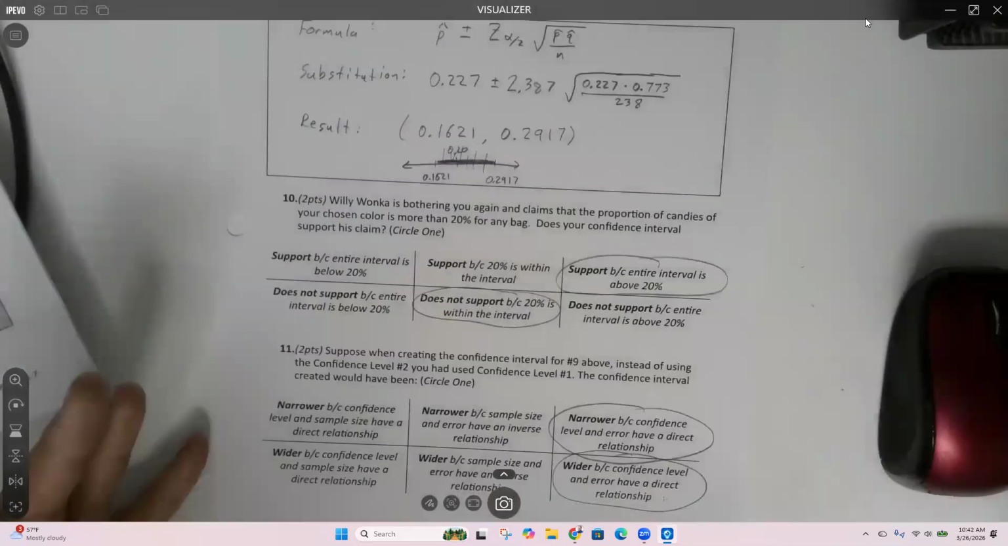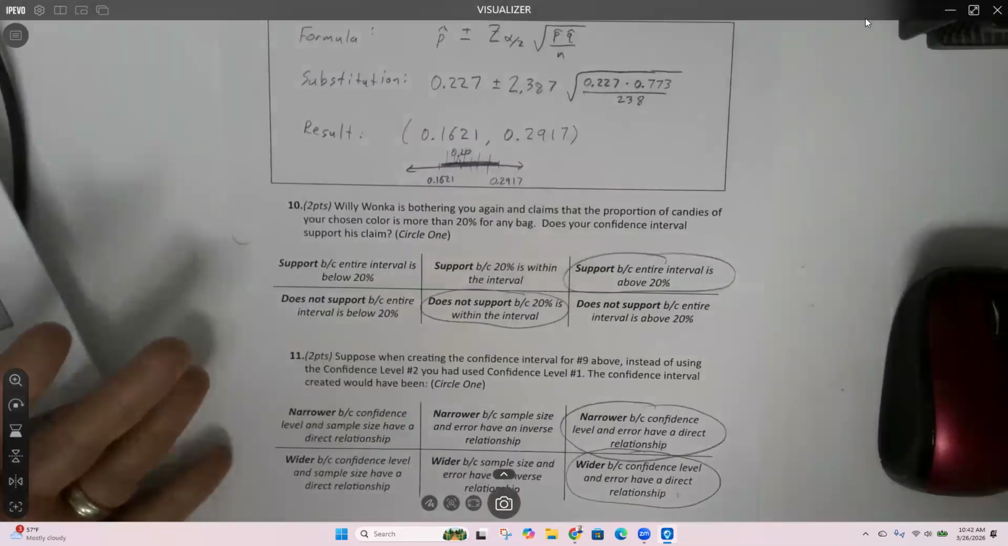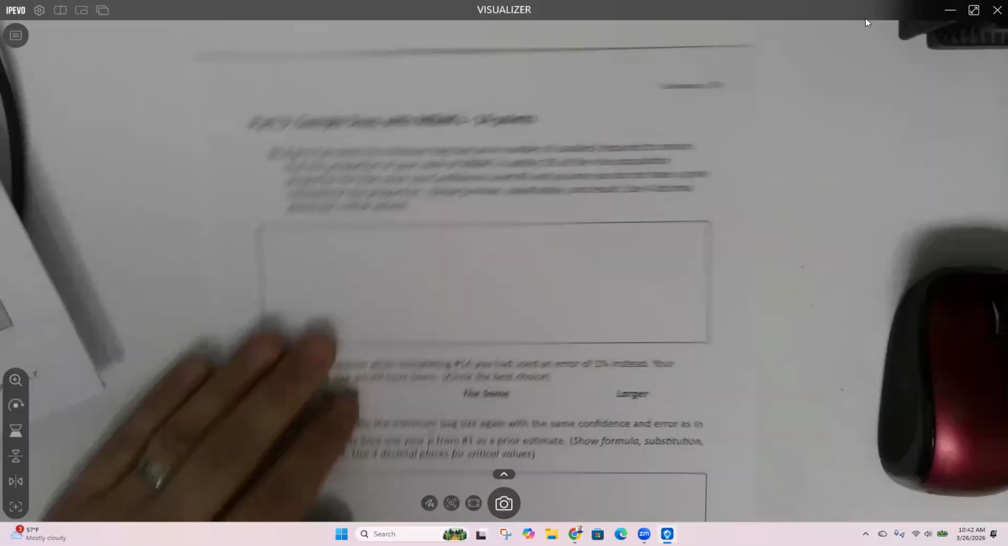I don't know much about basketball. You can't change the hoop, right? The hoop size. So anyway. All right, we're gonna move on.